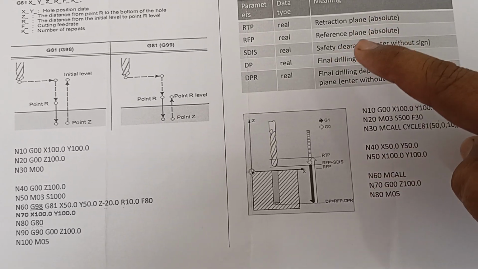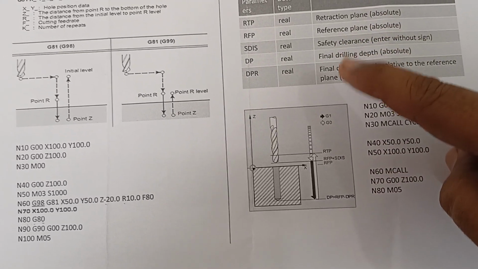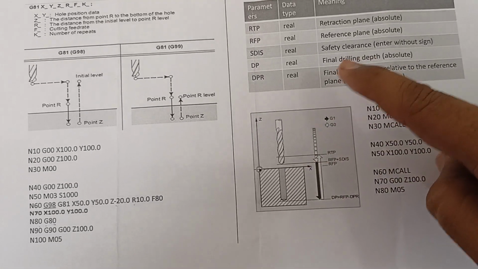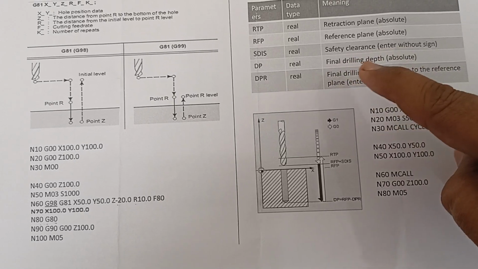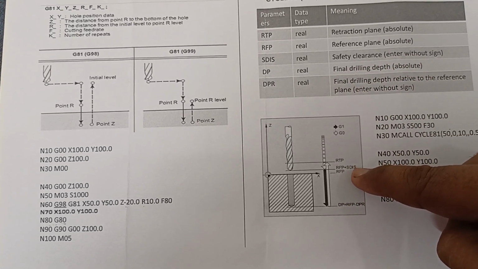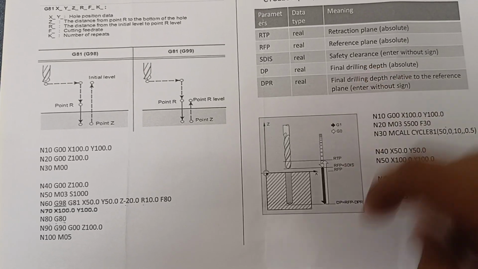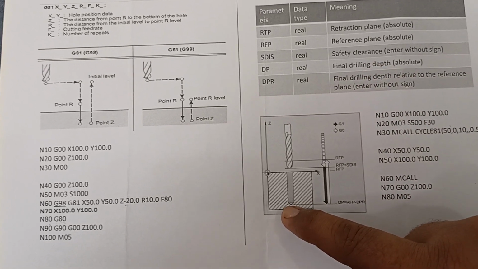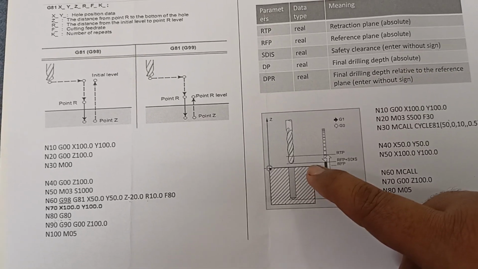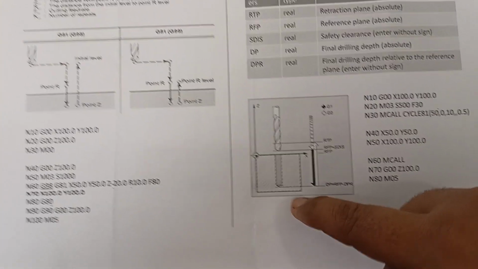RFP is the reference plane. The reference plane is this one. SDIS is the safety clearance, entered without sign. This I mentioned. DP is the final drilling depth, and DPR is the final drilling depth relative to the reference plane.